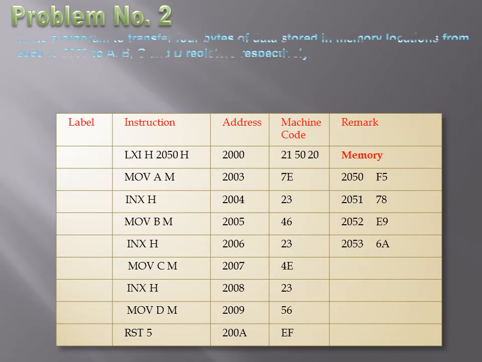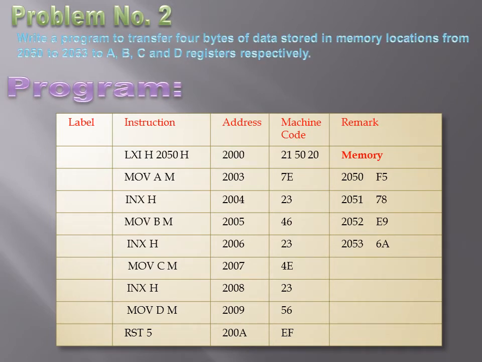We'll see the other program. This program is actually transferring the data bytes which are stored in memory at the locations 2050 to 2053. That is shown in the remark also. So we write the program to transfer these 4 data bytes into 4 registers A, B, C and D.